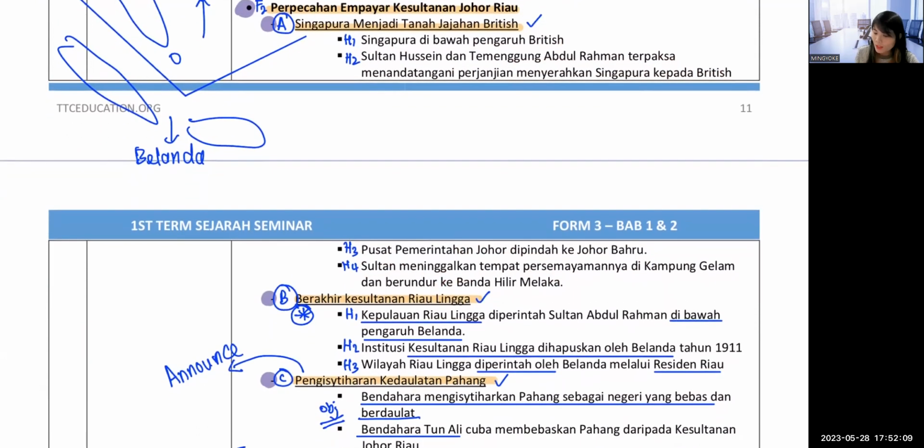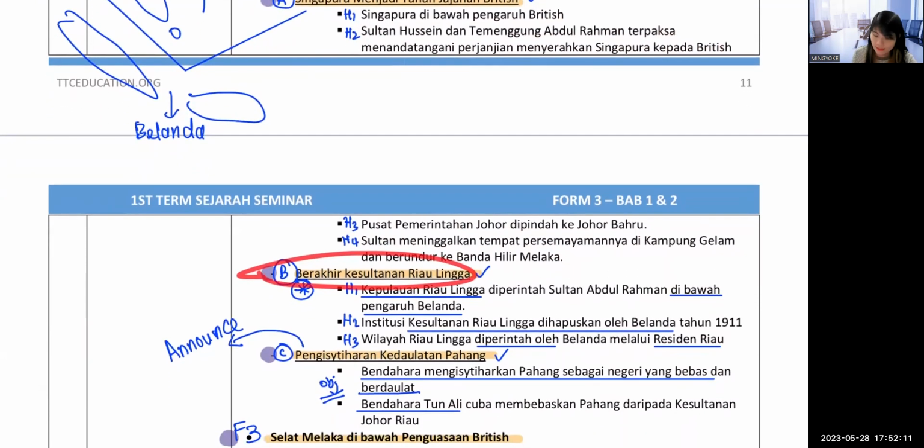Okay. Then the second part is the end of Kesultanan Riau Lingga. Riau Lingga, who are originally ruled by Sultan Abdul Rahman, now no longer under Sultan, instead di bawah pengaruh Belanda. And from then onwards, Kesultanan Riau Lingga dihapuskan Belanda in 1911 lah. Okay, if you want to remember, you remember. No need, never mind. And therefore, diperintah oleh Resident Riau.